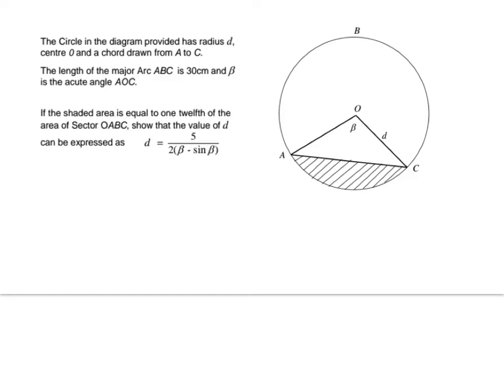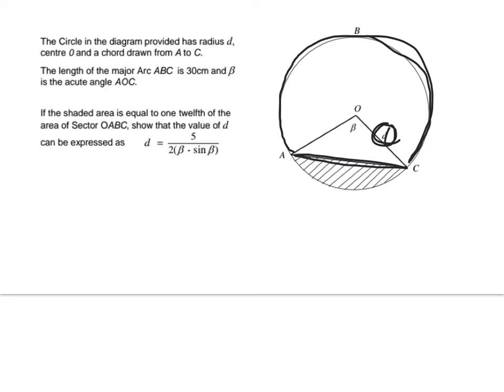We've got a circle and it's got a radius of d. Okay, so there's my radius there. And it's got a chord from A to C. Now this time we're told that the length of the major arc ABC is 30 centimetres. So let's just check we remember what a major arc is. So that means it's this one here around the outside, and that's 30 centimetres long. Now that's not a big drama.